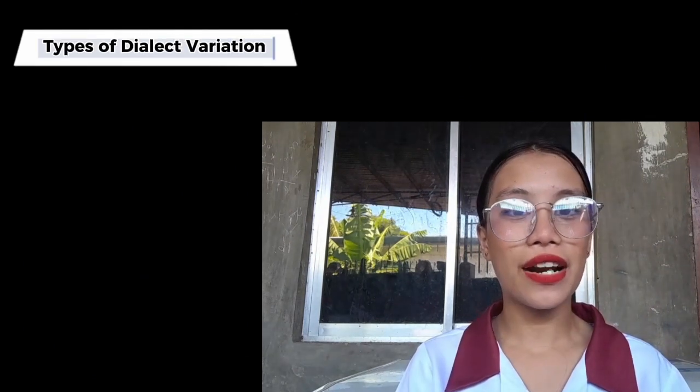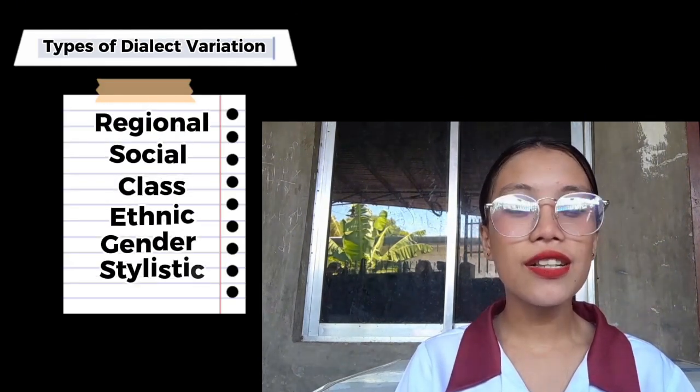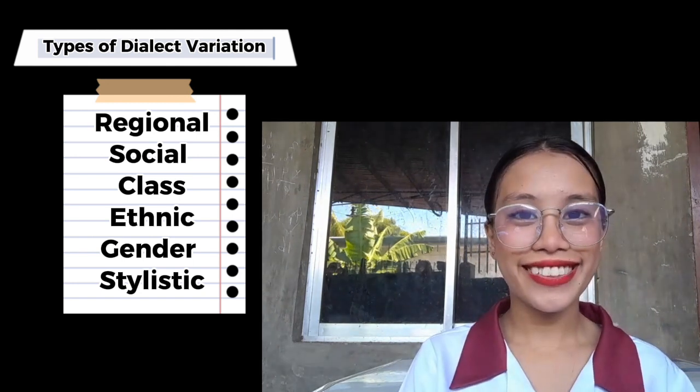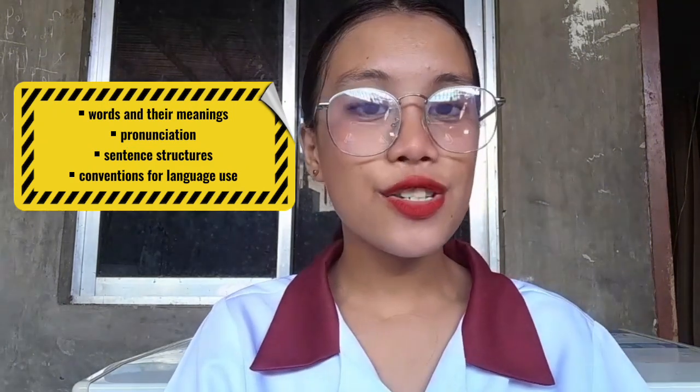In this video, we will focus on the variation within languages, and we will explore the different types of dialect variation. These are regional, social class, ethnic, gender, and stylistic. We will look at the patterns of variations on the different levels of languages, including words and their meanings, pronunciations, sentence structures, and even conventions for language use.